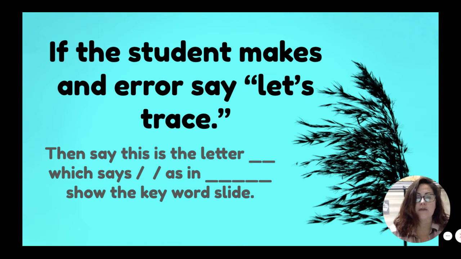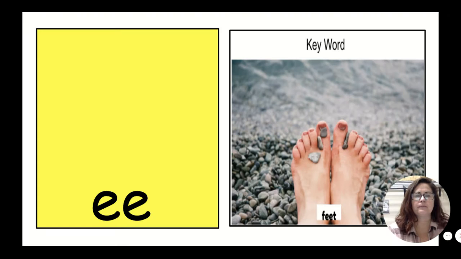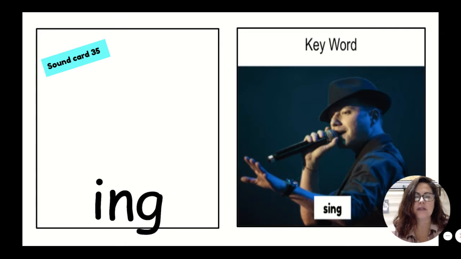As always, if the student makes an error, you would just say, let's trace. That's the error correction procedure. And then you would say, this is the letter N, which says N, as in needle. You would show the keyword slide and have them trace 3 times while looking at the letter so that they're seeing, saying N, and tracing all at the same time. Okay? If you need more time on any of the slides, pause the video.